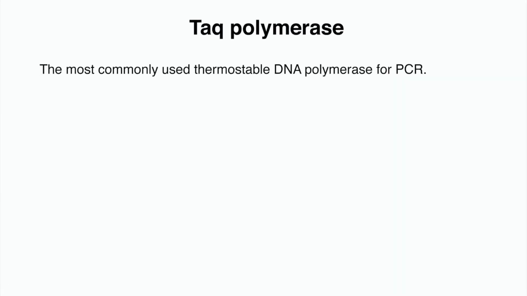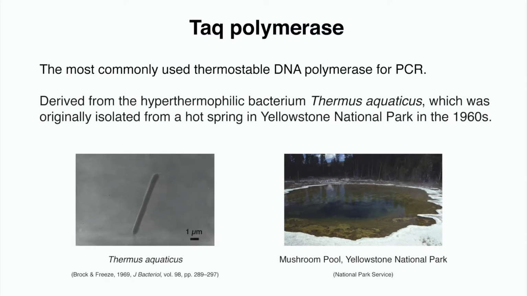Taq polymerase is the most commonly used thermostable DNA polymerase for PCR. Taq polymerase is derived from the hyperthermophilic bacterium Thermus aquaticus, which was originally isolated from a geothermal spring.